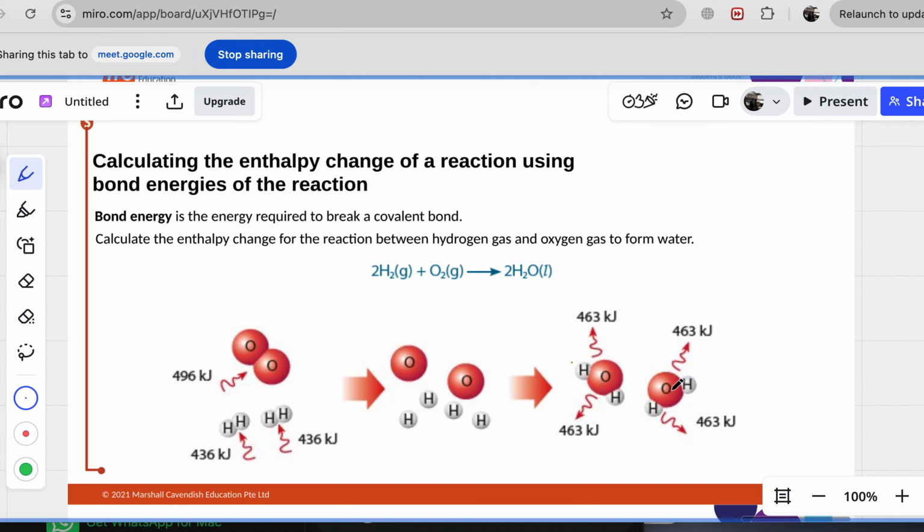If I say energy in minus energy out, or energy in breaking the old bond minus energy in forming new bond, and I get positive, it becomes an endothermic reaction. Okay, so I think with this we've come to the end of this chapter.